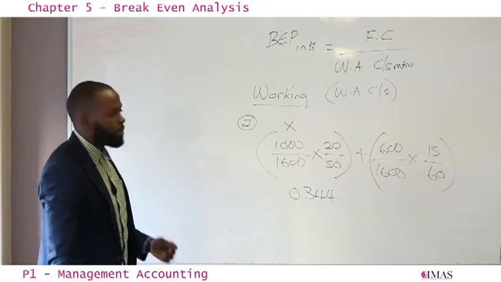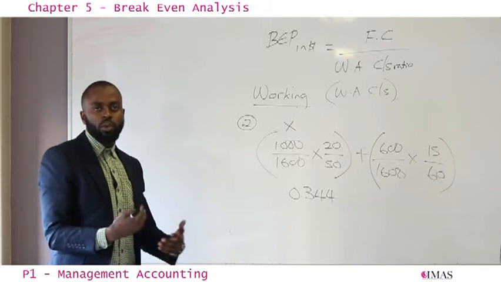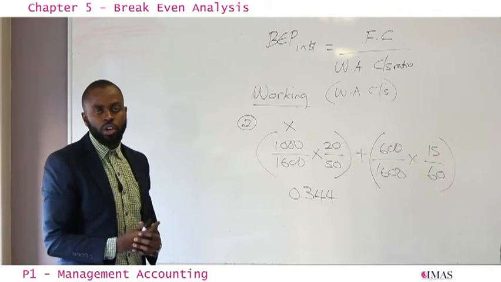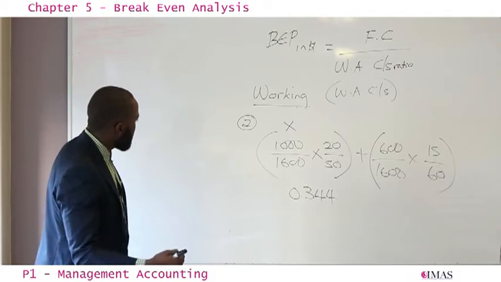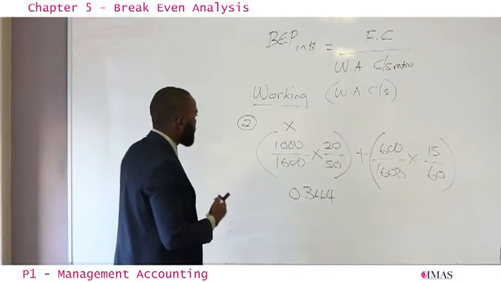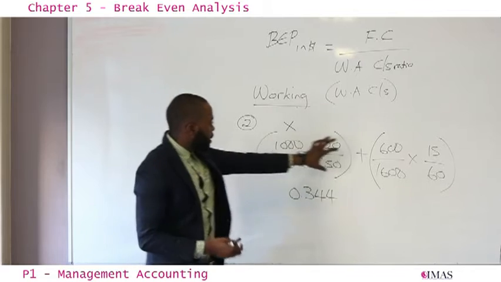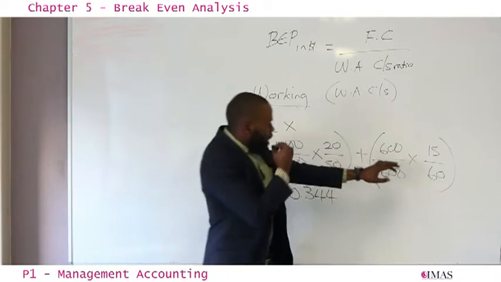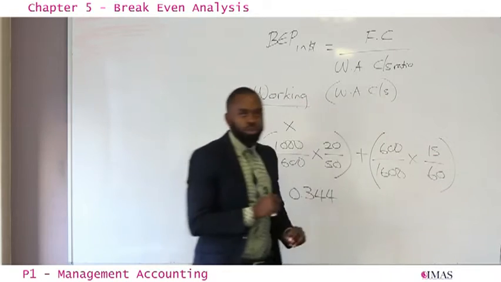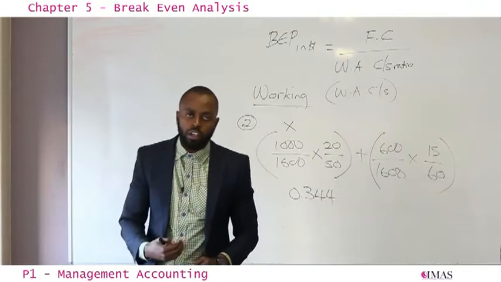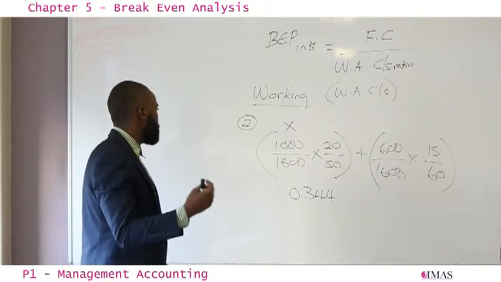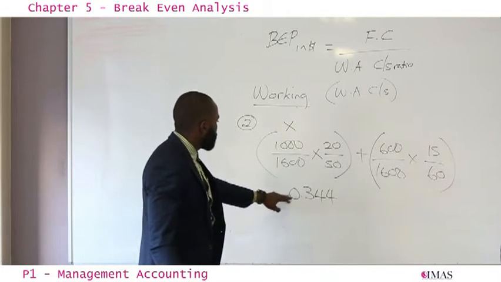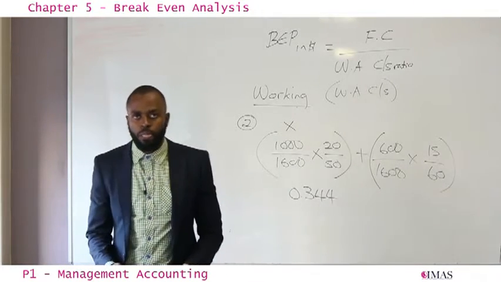But method 1 is much easier in this situation because it's quite easy to get our total contribution and our total sales. Now in some scenarios, there is no way you can use method 1. The examiner will give you the proportion of the total sales. You have to figure out the individual contribution to sales ratio. You take your proportion of total sales times your individual contribution to sales ratio. That's how you get your weighted average contribution to sales ratio.